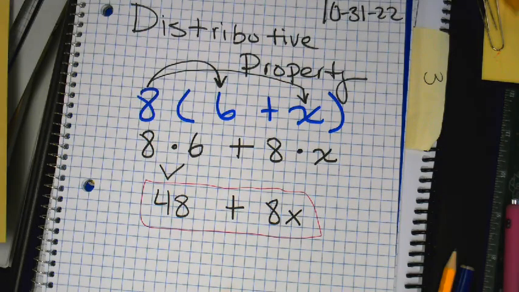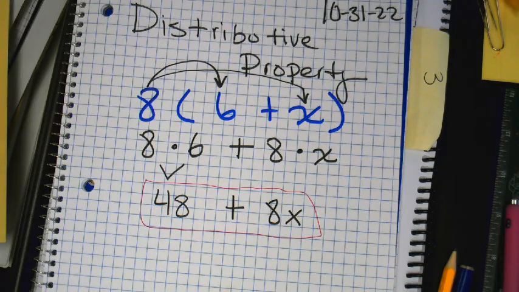Yeah, this one has an x. Does this one have an x? No. So you don't know what this is. You don't know if this is 16 or 8 or 24 because you don't know what x is. So this is your answer.